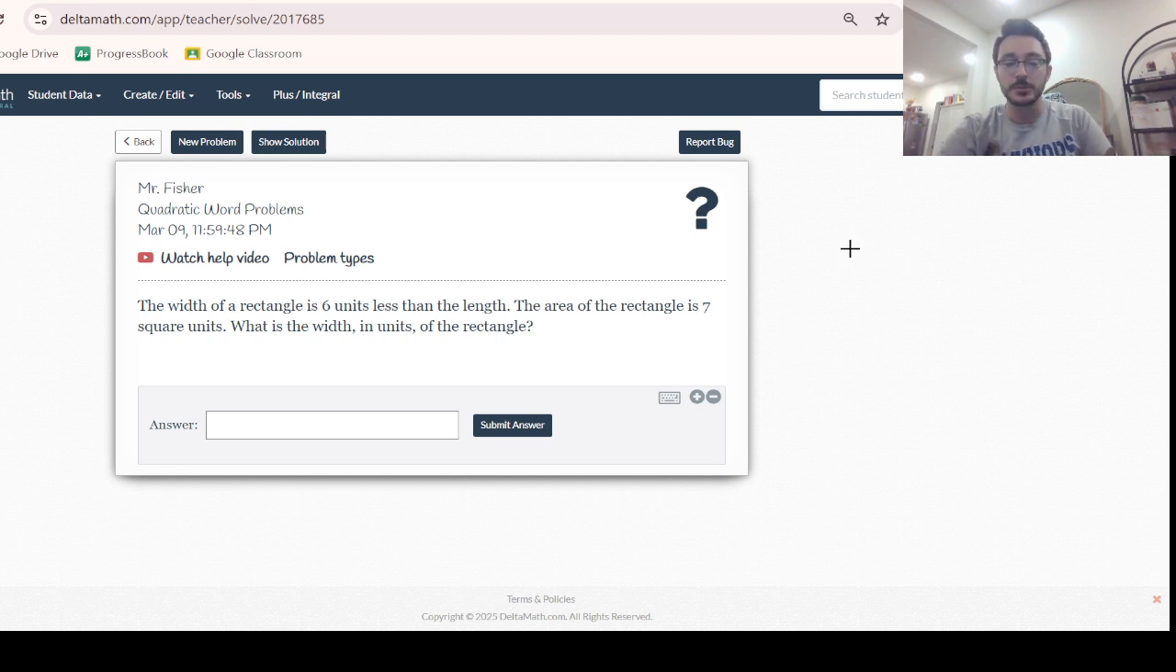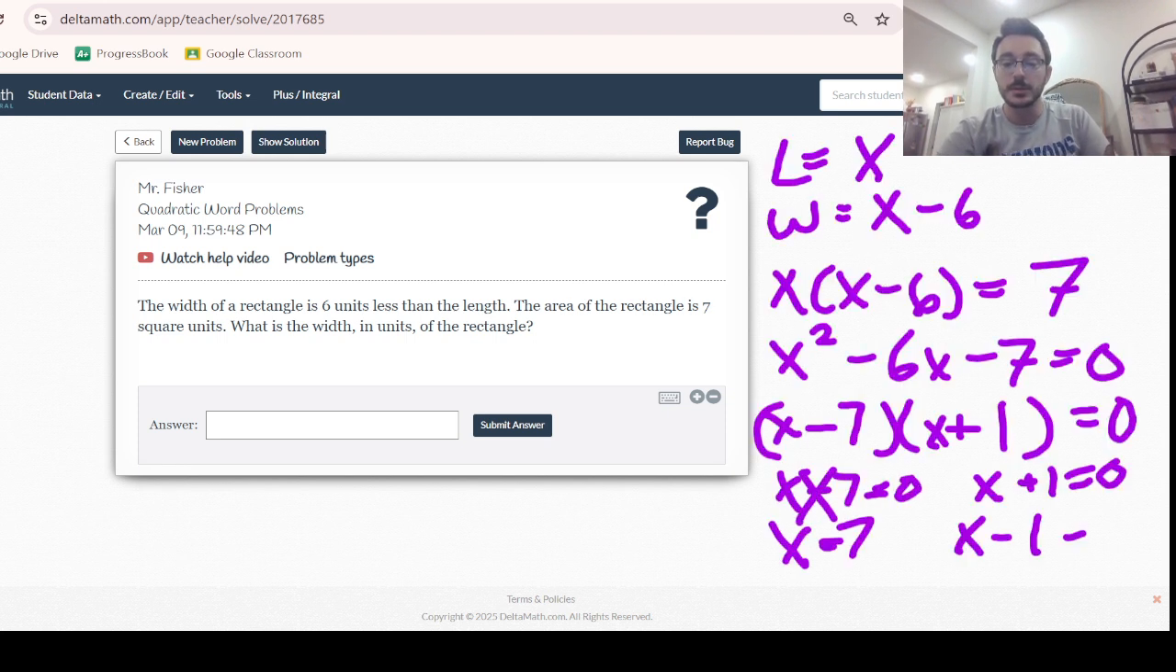Whoops. Well, there it goes. Ignore that. X equals, it'll be a negative 1. Ignore all that. I don't know how to erase on here yet.